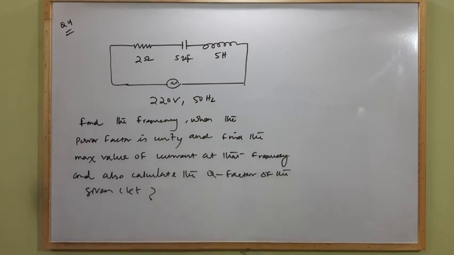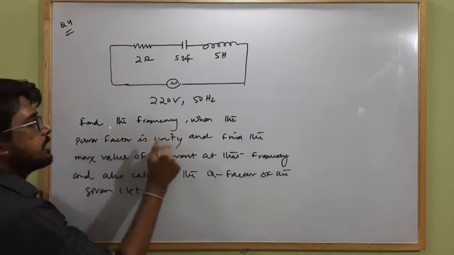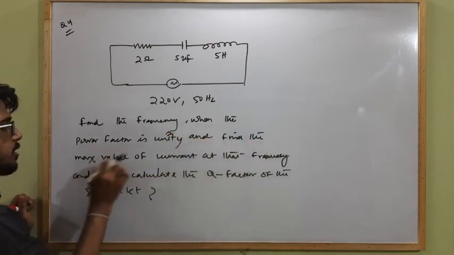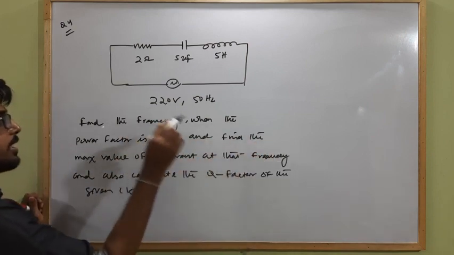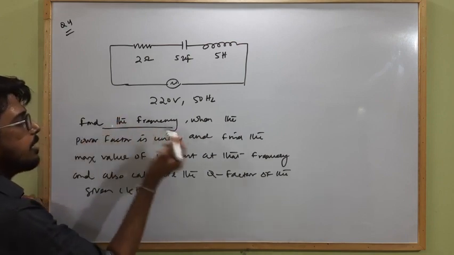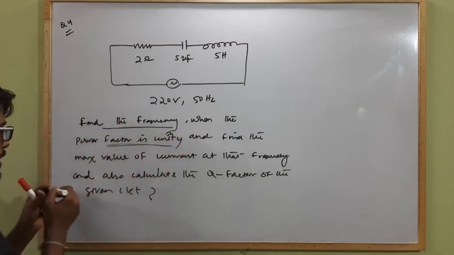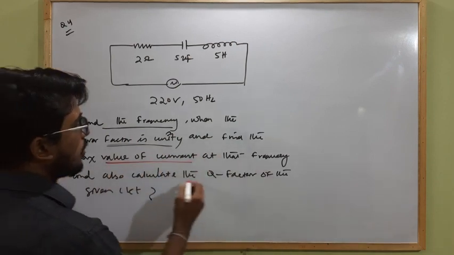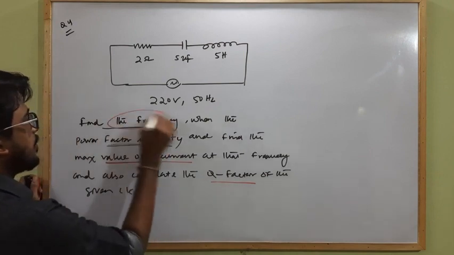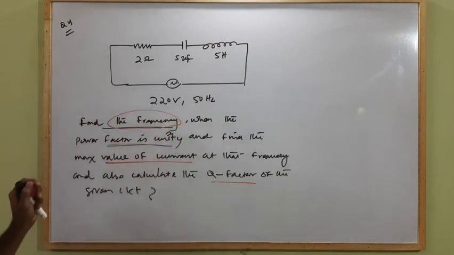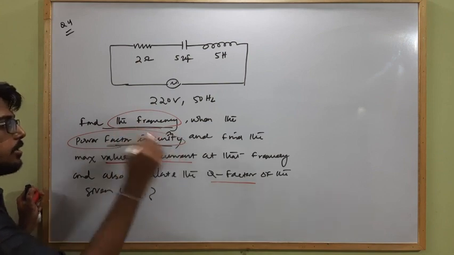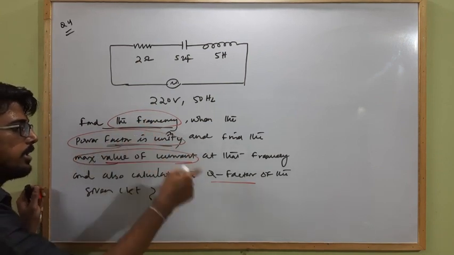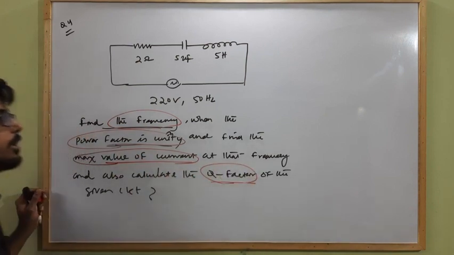Okay, so find the frequency when the power factor is unity and find the maximum value of current at that frequency. Also we have to find out the Q factor. So it has three parts. First we have to calculate the frequency when the power factor is unity, then find the maximum value of the current for that frequency, then find the Q factor of the given circuit.